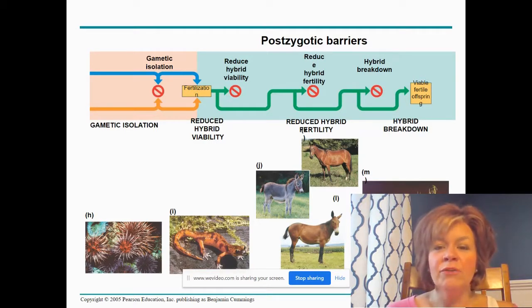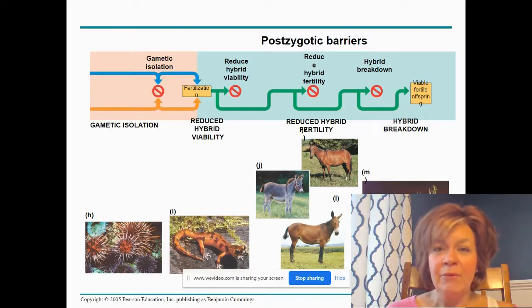The second one is called reduced hybrid fertility. What happens here is the two groups have become different, okay, but they still mate with one another. The problem is their offspring are infertile. So a perfect example of this, as you see here, is the horse and the donkey.